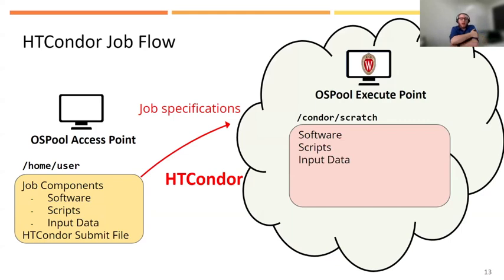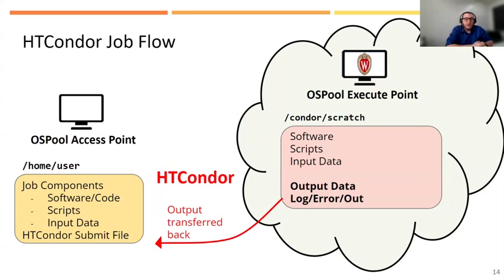You give it to HTCondor, and then HTCondor goes out and finds one of those idle machines that is a member of the OSPool. It transfers your data from the access point to the execution point, usually in a temporary directory that just exists for the lifetime of the job, runs the calculations, and then HTCondor transfers the results back to the access point, where you signed in and submitted your job.